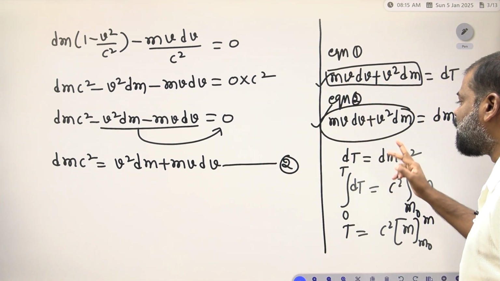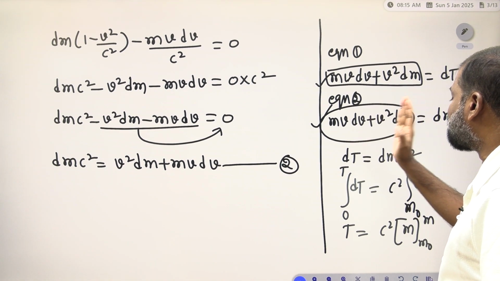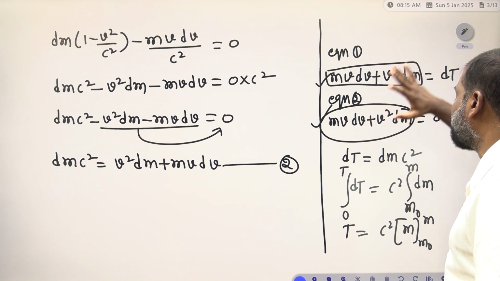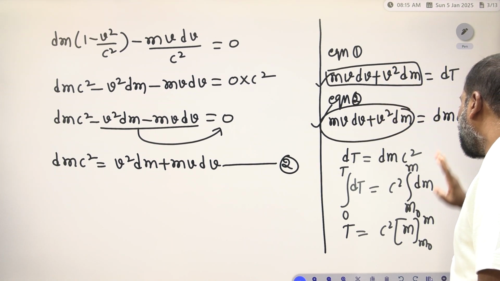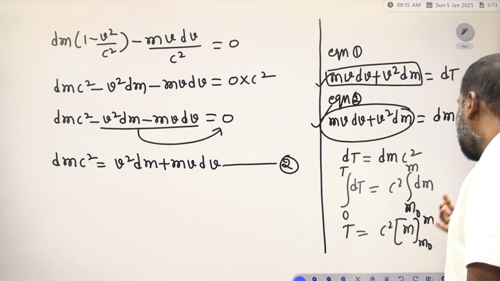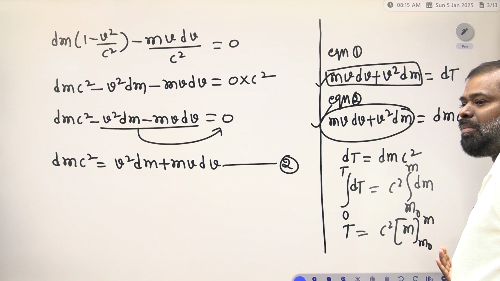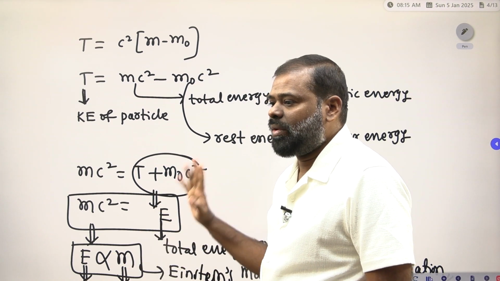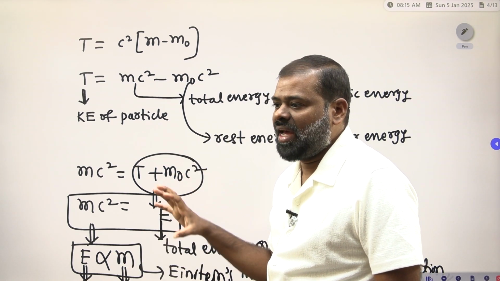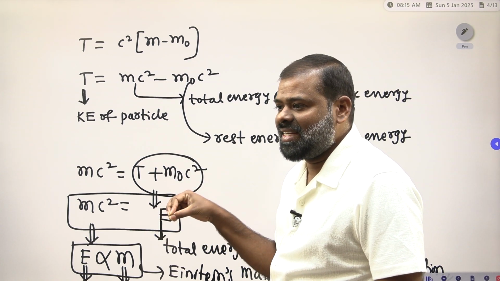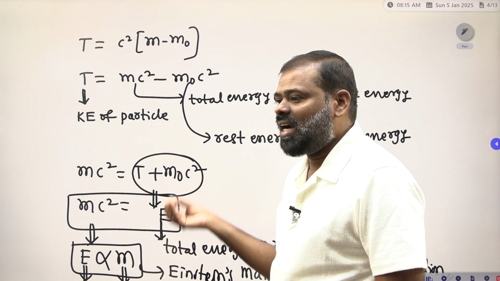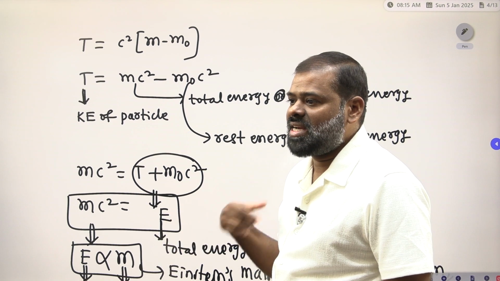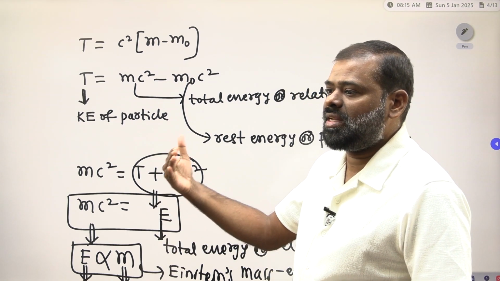From equation number 1 and 2, we compare the left hand sides. Therefore, the left hand sides of equation number 1 and 2 are equal, so the right hand sides you have to equate. You will get the kinetic energy is equal to (m minus m naught) c square. From this kinetic energy, we write the expression for total energy. That total energy we call the relativistic energy. That relativistic energy is nothing but the sum of the kinetic energy and the rest energy, or proper energy, of that particle.